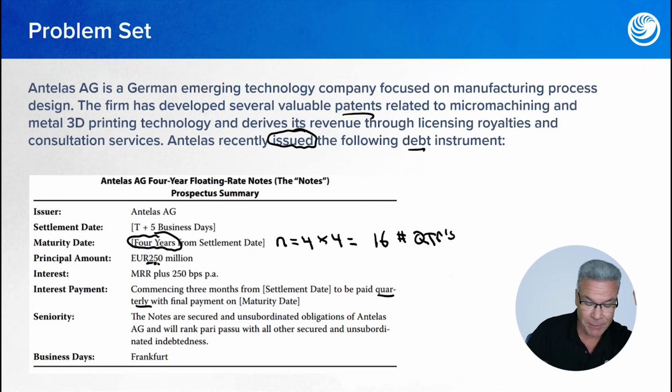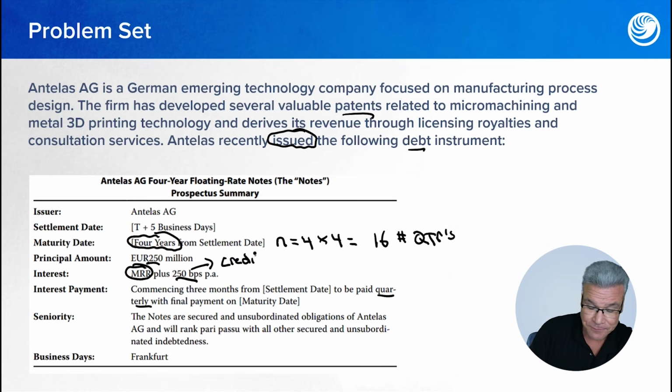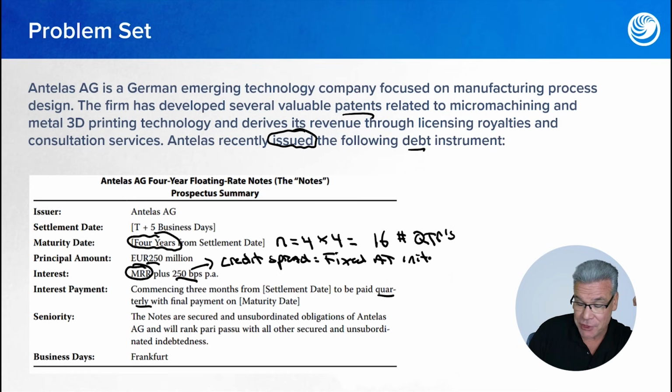Principal amount, $250 million. All right, our interest rate is variable. It's the market reference rate. Now, that used to be LIBOR, but now the market reference rate, so variable rate plus a credit spread of 250 basis points. That is our credit spread, and that is generally fixed at initiation. Fixed at initiation. So you've got to understand how variable rate debt works, okay?